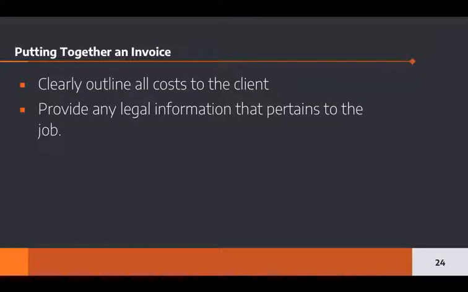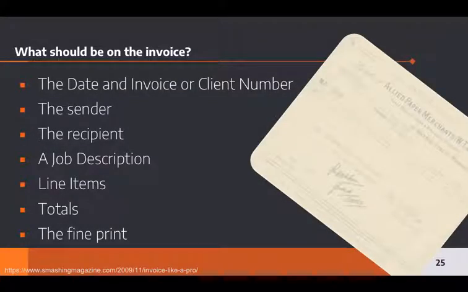Putting together an invoice can be a scary task. It's hard to know where to begin. We'll go over these challenges and what should be included in an invoice. An invoice clearly outlines all costs to the clients and provides any legal information that pertains to the job. Here's what should be on an invoice: the date and invoice or client number, the sender, the recipient, a job description, line items, totals, and don't forget the fine print.